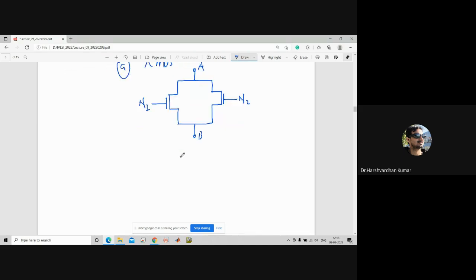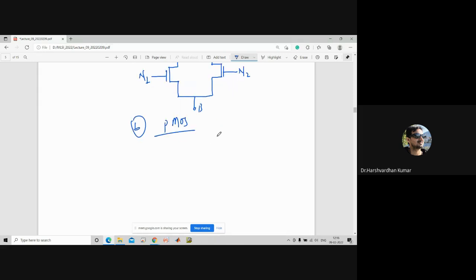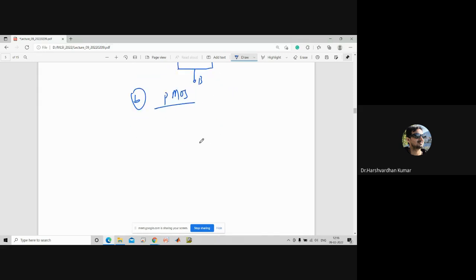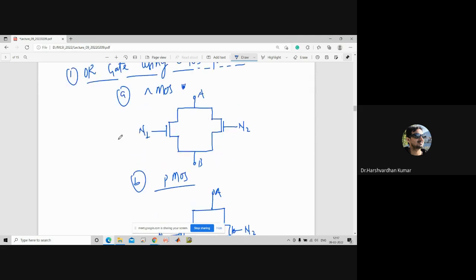If you are interested in designing the OR gate using PMOS, then the configuration will remain the same, only the representation of the transistors will be different. I will let you know the operations. This is A, B, N1, and N2. Now we will understand the operation of this OR gate.